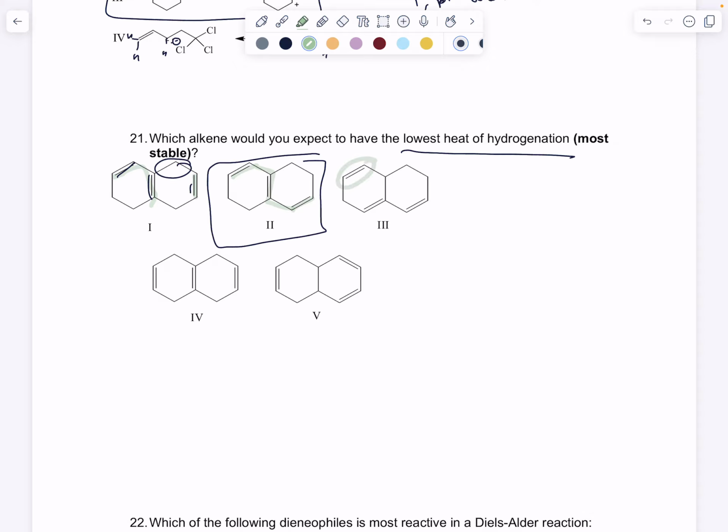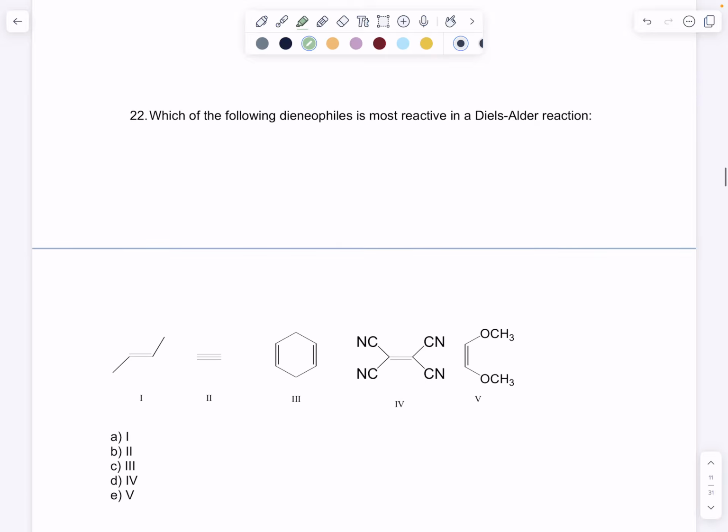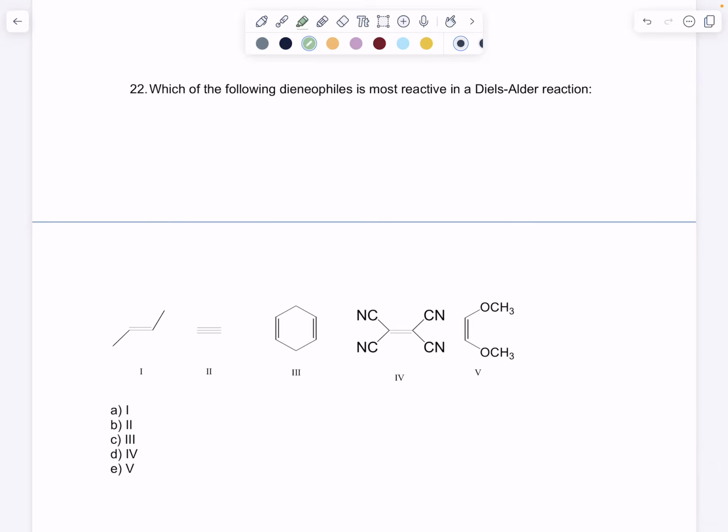There's a big gap. This one's isolated. These are isolated. And this one's isolated with this gap right here. So answer choice 2. Which of the dienophiles is most reactive in a Diels-Alder?